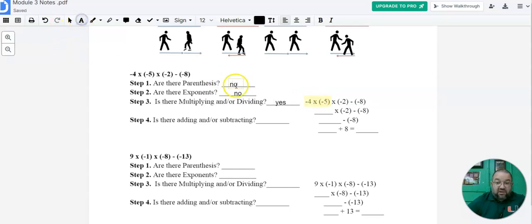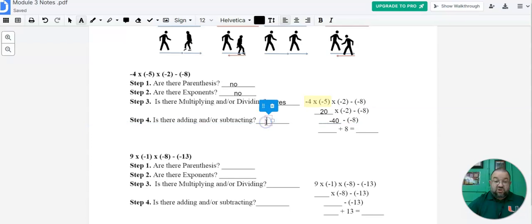Here we have -4 times -5. So 4 times 5 is 20, but we have two negative numbers, so two negative numbers is always going to be a positive. Now we can tackle the next part, which is 20 times -2. That's going to be 40, but we have one negative and one positive. So what does that make the number? If you said in your head negative, you nailed it.